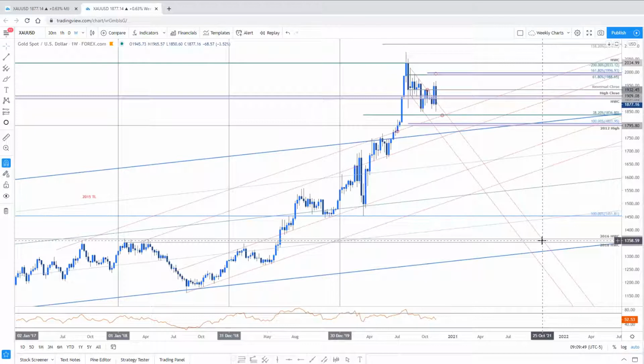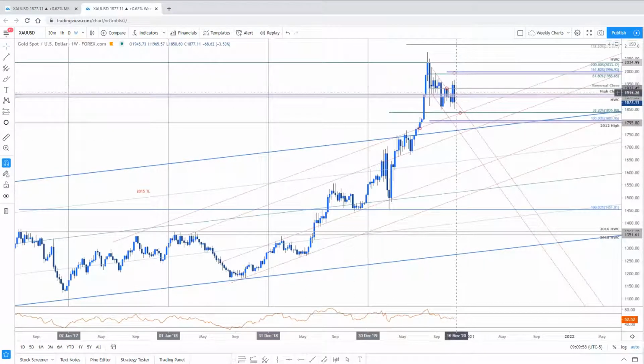From a trading standpoint, if it does mark the outside weekly reversal, which means we have to close below last week's open, in my mind, that's just all the more evidence of this being a false break scenario, and we've got to look for 1837.